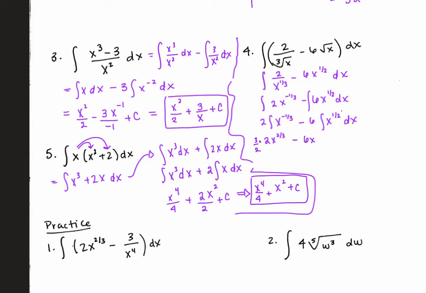So this will be 3 over 2. And then I multiply by the reciprocal. And now I can just simplify my fractions. In the first one, the 2's will cancel. So I have 3x to the 2/3 minus, this 3 cancels with the 6. So it'll be minus 4x to the 3 over 2 plus c.